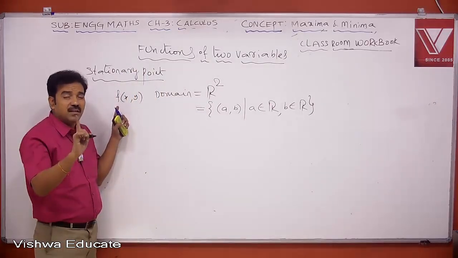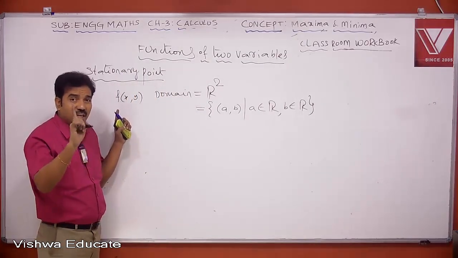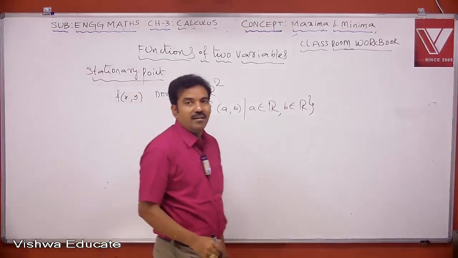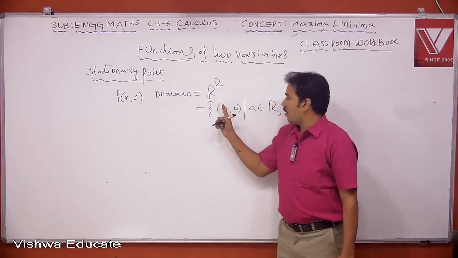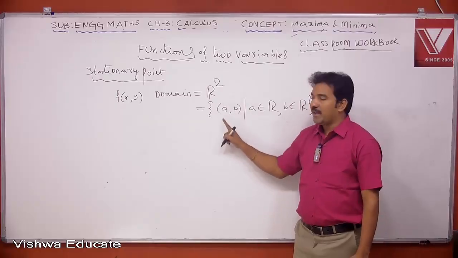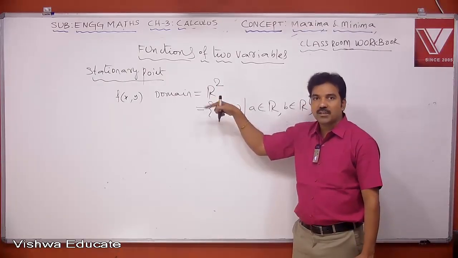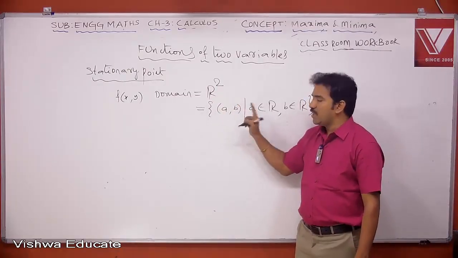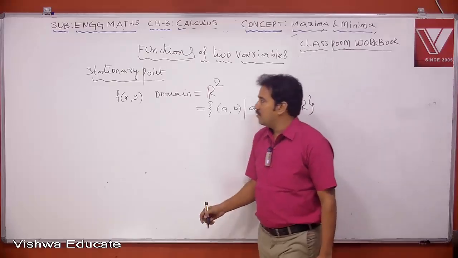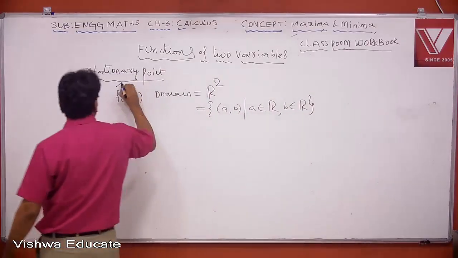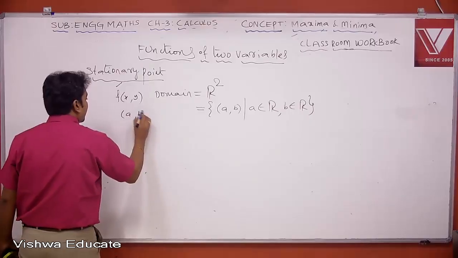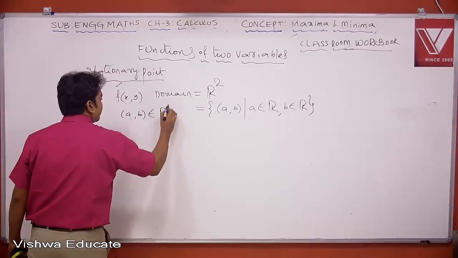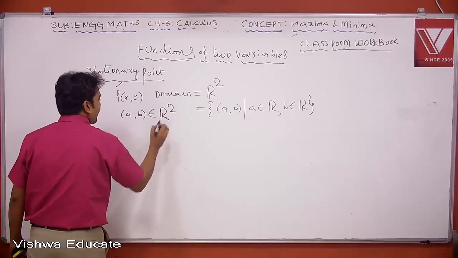Here we restrict functions of two variables to a single domain, that is R square. R square means R cross R. That means in R cross R, the elements will be ordered pairs, two-dimensional points, the two-dimensional plane. A is a real number, B is a real number. Now we have a function f defined on domain R square and a comma b is a two-dimensional point.